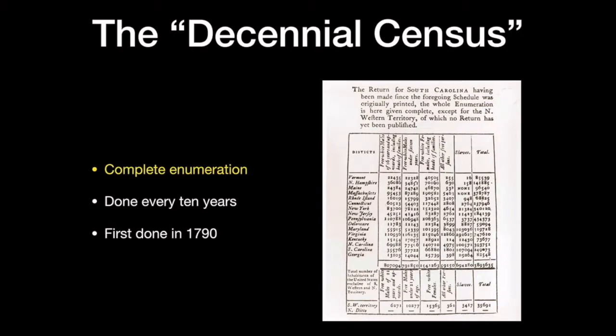To start, let's review what the Decennial Census is. It is a complete enumeration of the entire U.S. population conducted every 10 years as required by the Constitution for the purposes of reapportionment and redistricting. Every 10 years since 1790, Congress has authorized the government to conduct a national census of the U.S. population as required by the U.S. Constitution.